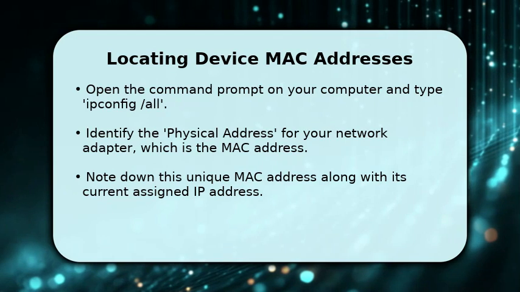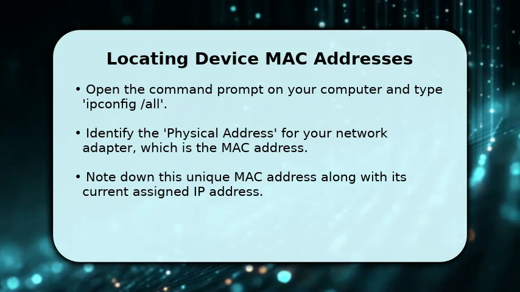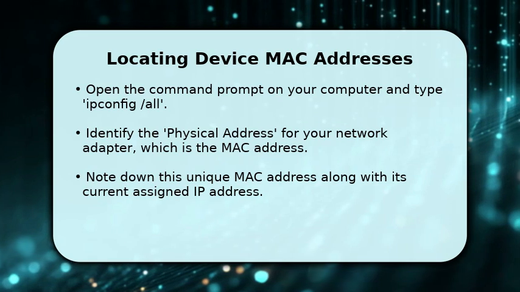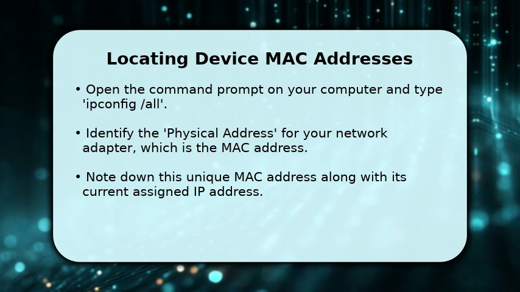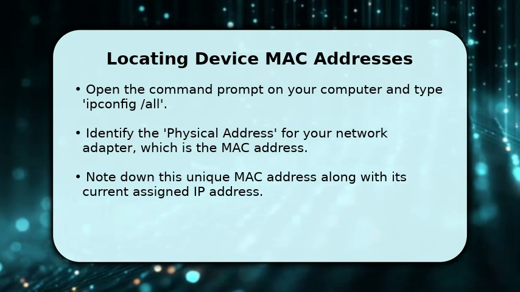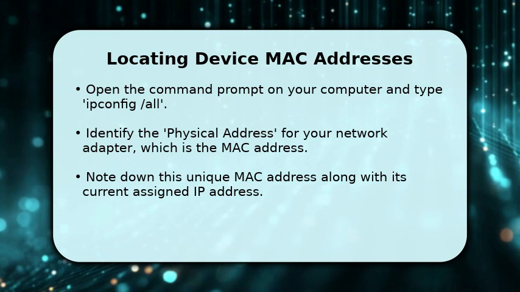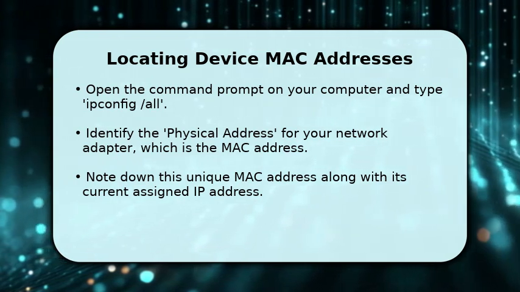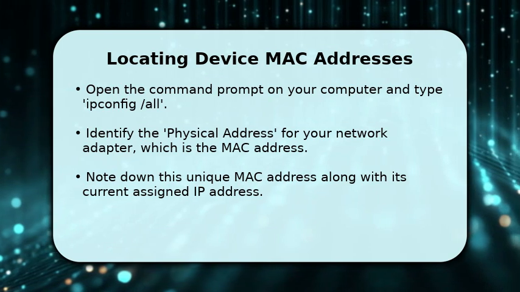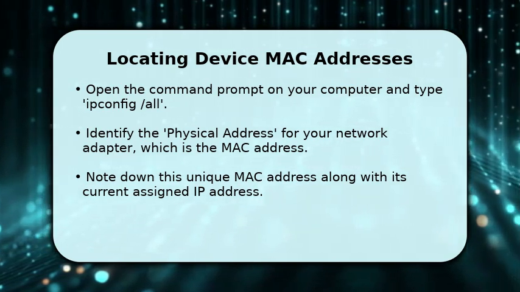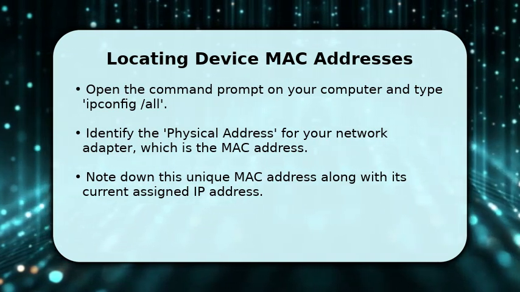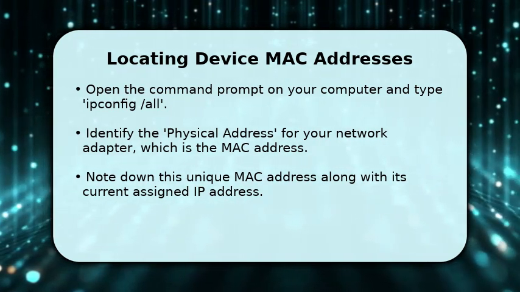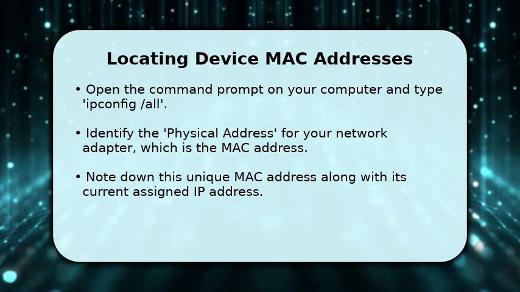Next, you need to find the MAC address for each device you wish to bind. On a Windows computer, open the command prompt and type ipconfig/all, then press Enter. Look for the physical address listed under your active network adapter. This is your device's unique MAC address. It will appear as a 12-character hexadecimal code. Make sure to accurately record both the MAC address and the corresponding IP address of the device, as you will need these for the next step.